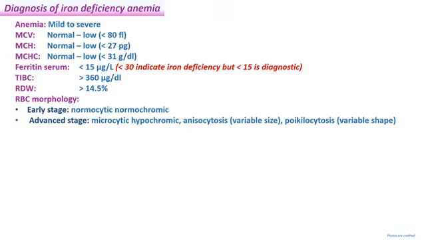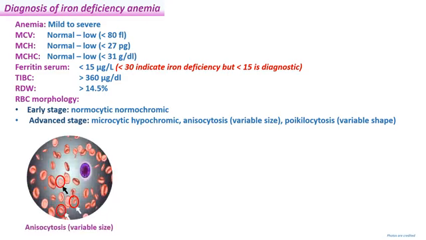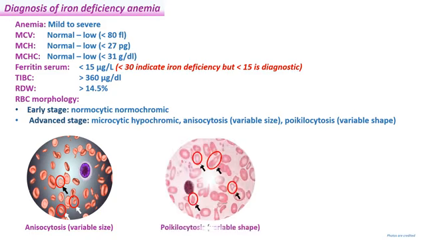TIBC more than 360 microgram per deciliter, RDW more than 14.5%. RBC morphology in the early stage is normocytic normochromic, in the advanced stage it is microcytic hypochromic. There is anisocytosis, meaning variable size, and poikilocytosis, that is variable shape RBCs. This is the picture of variable size RBCs, that is anisocytosis. The picture of variable shape RBCs is poikilocytosis.